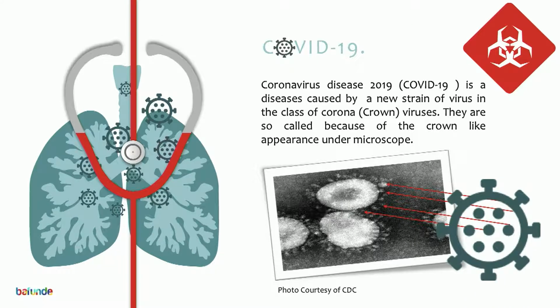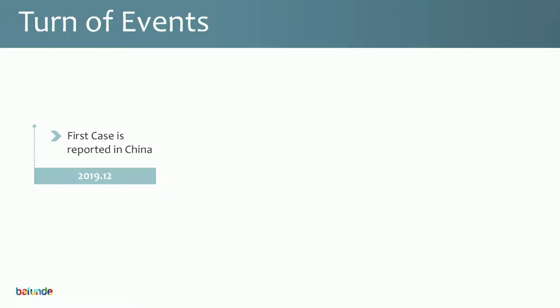Okay, so let's learn about the turn of events. So in December 2019, the first case of coronavirus was reported in Wuhan, China, in the province of Hubei. Now, it's being said that the virus probably was discovered earlier, but the Chinese government did not disclose the information. But let's not go into the myths. We want to learn about the coronavirus and the ways in which we can protect ourselves and our loved ones.